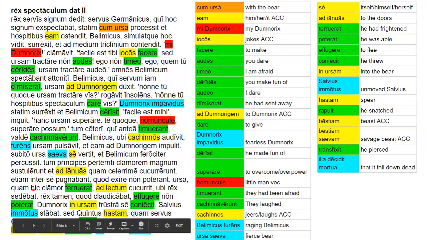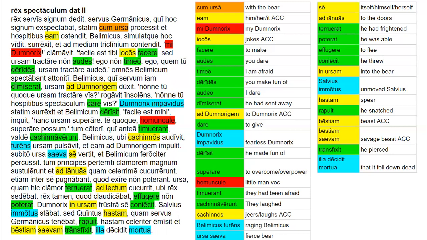Ursa, quam hic clamor terruerat, ad lectum cucurrit. So the bear, which this clamor had terrified, had frightened, rushed to the couch. So the main clause is the bear rushed to the couch, perfect tense verb, by the way. The quam introduces a relative clause referring back to the bear. It is feminine and singular because ursa is feminine and singular, is accusative because it's the direct object of terruerat, which is a pluperfect tense verb. And hic clamor is the subject of that.